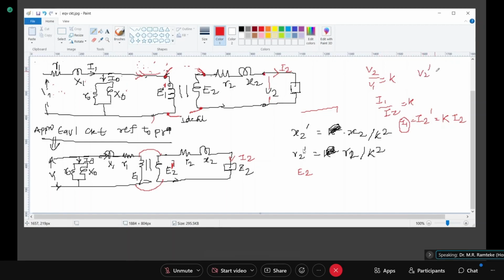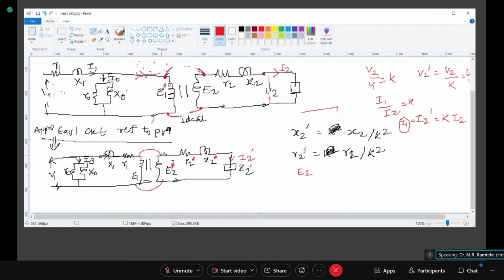So what will be the value for V2 dash? V2 by K. Of course, Z also has to be transferred, and so Z2, even including this load voltage, needs to be transferred. So it will become I2 dash, Z2 dash. Same formula for R2, X2 and Z2. Same method: I2 dash, Z2 dash, X2 dash, R2 dash. Clear? Now E2 dash, or V2 dash, is equal to your V1, approximately V1 or E1. So this E2 dash is equivalent of E1.